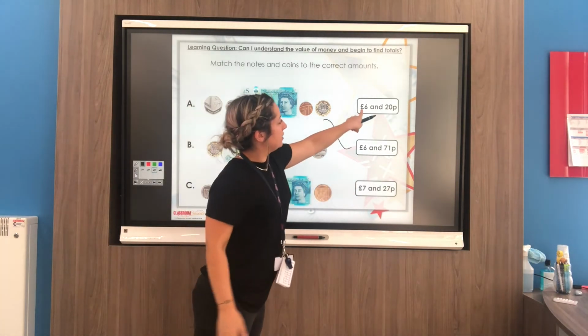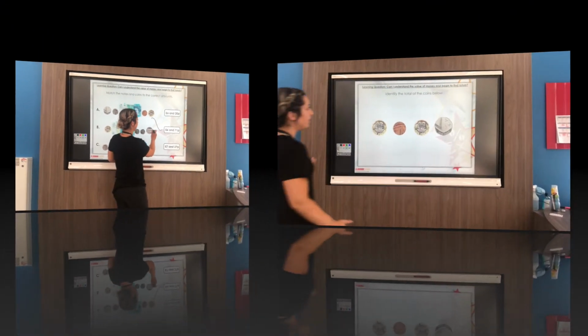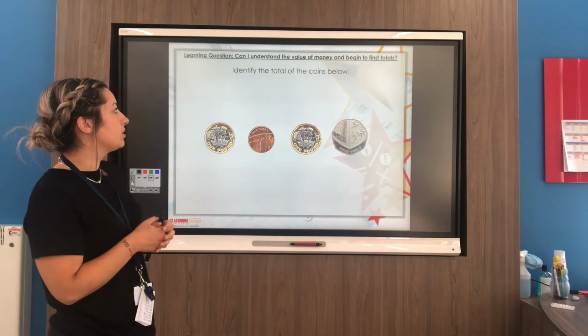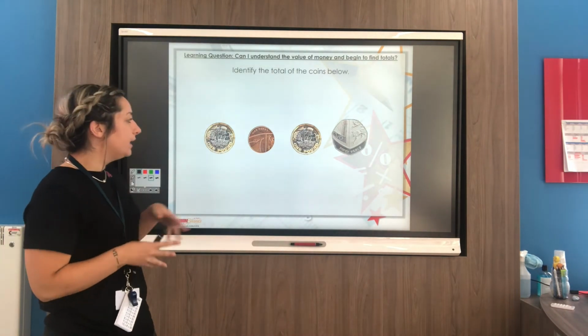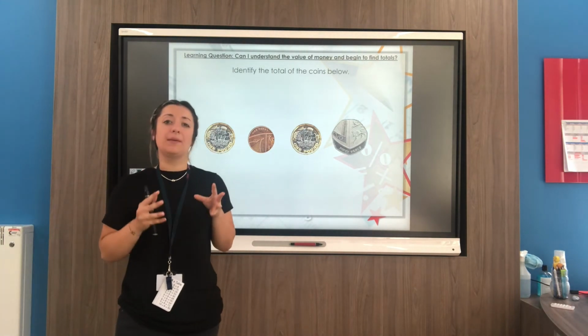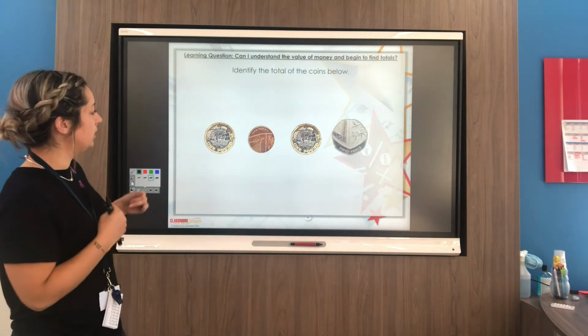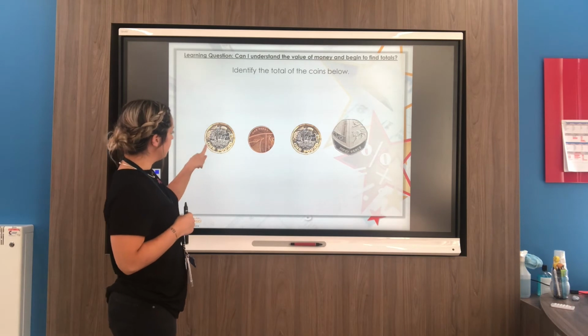Yes, £6 and 20p. Now we've done a bit of matching activities. We're going to try and find the total of an amount using the coins below. I'm going to start off with the biggest coins first. That's going to make it easier for me to work it out. So I can see there it says £1.